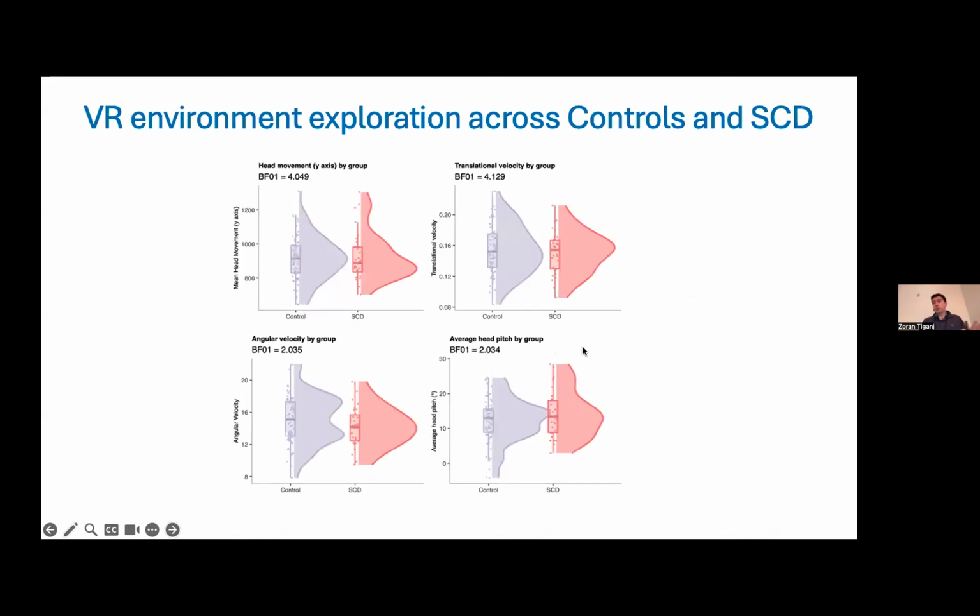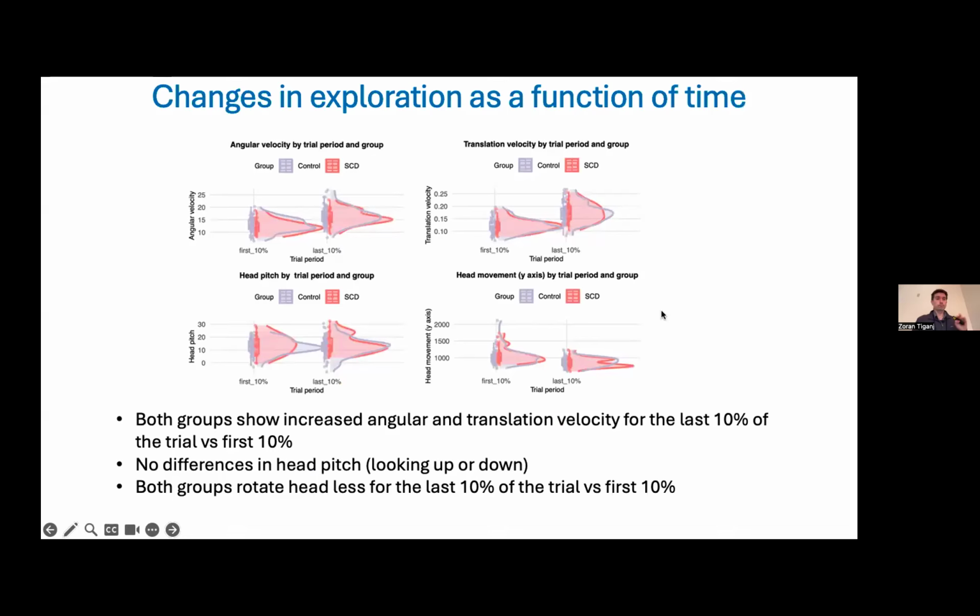And we looked, specifically Vlada looked into a number of other possible correlates that could lead to this, for example, head movement, translational velocity, angular velocity, and so on. These were not distinguishing the two groups. Changes in exploration as a function of time, like changes between the first 10% of the trials and the last 10% were also, there were changes, but they were not different between the two groups.